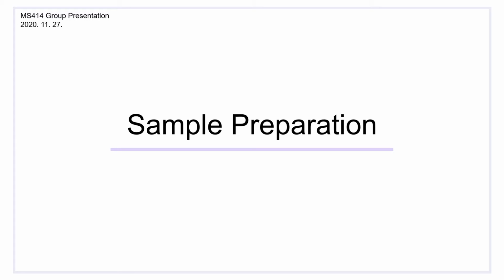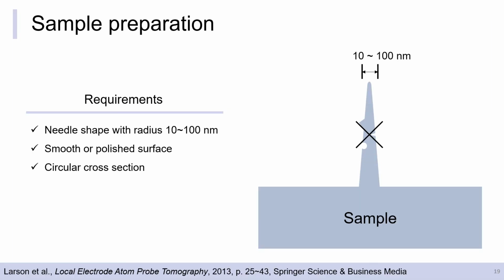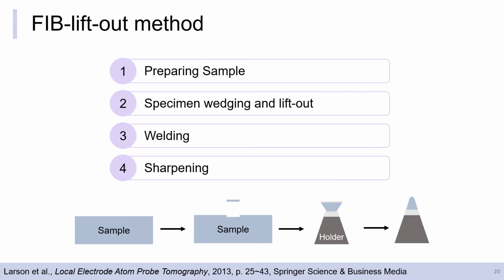Next is sample preparation. Sample preparation is one of the most important parts in APT. Well-prepared samples give better resolution and better 3D reconstruction. An APT sample should be in a sharp needle shape with a radius of 10 to 100 nanometers, a smooth or polished surface, and a circular cross-section. The FIB lift-out method is one of the most powerful methods to prepare samples.